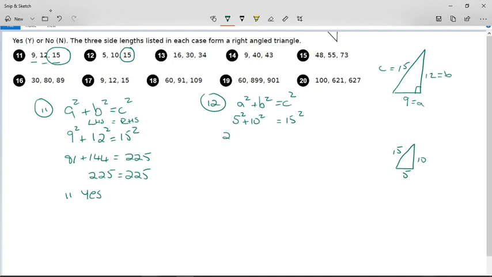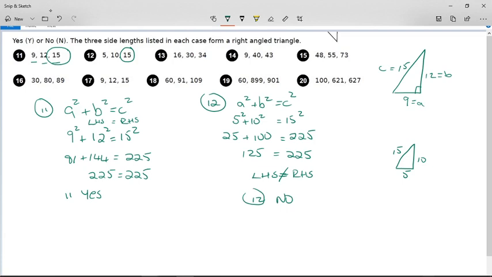Okay, so 5 squared is 25 plus 10 squared is 100, but now from the other question we know 15 squared is 225. So 25 plus 100 is 125. So now I've got a mathematical statement that says 125 equals 225. So the left-hand side does not equal the right-hand side. Okay, so then number 12, the answer is going to be no, it is not a right-angled triangle.